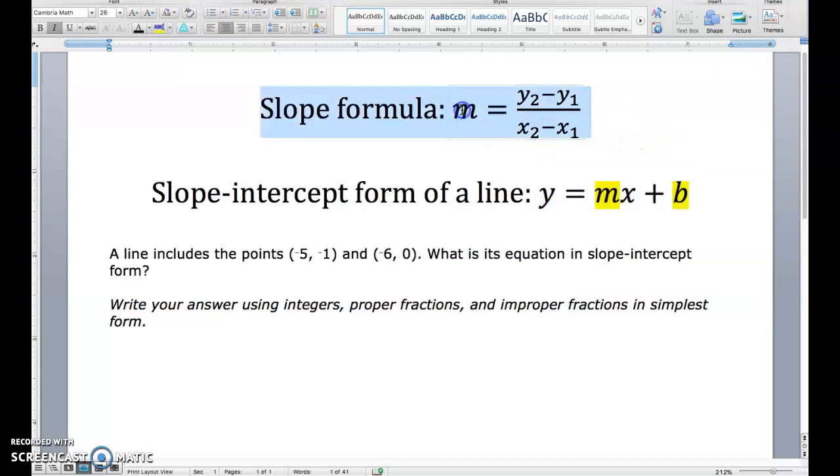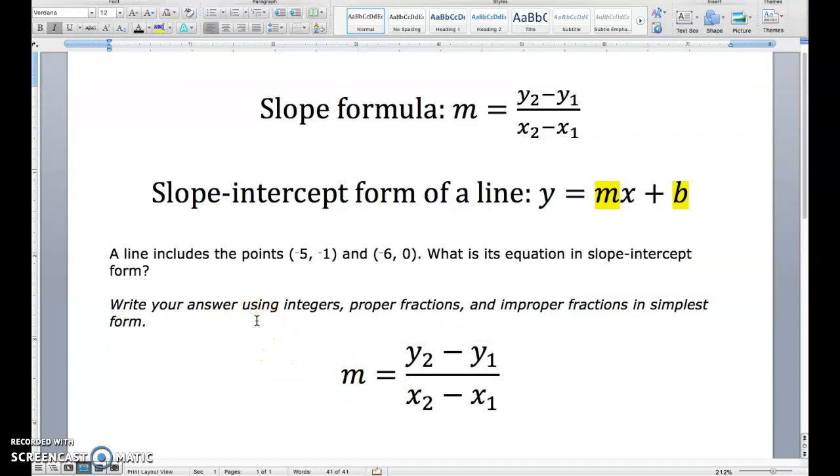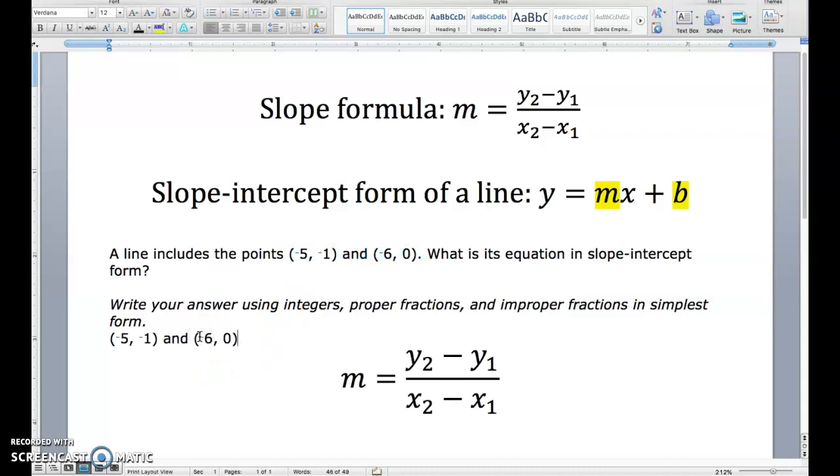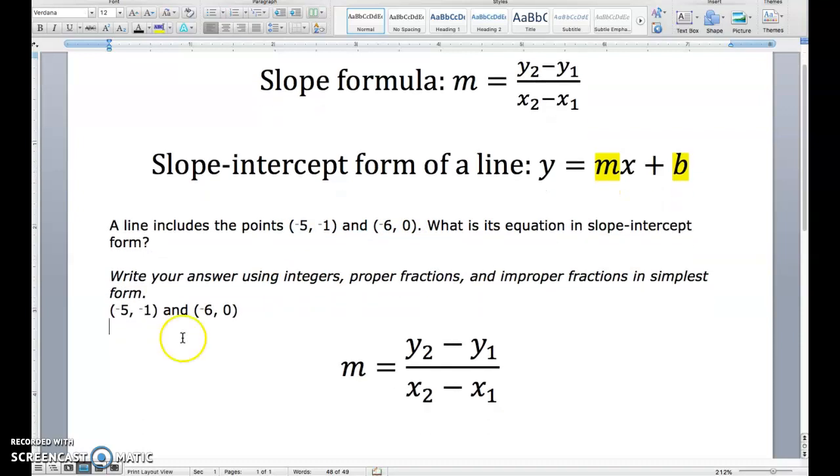To replace m, I use my slope formula, just like we did in yesterday's assignment. And just like in yesterday's assignment, we need to label our x's and our y's. This is -5. Can I make that any bigger? Okay. This is -5. This is -1. This is -6. And this is 0. That's what the problem gave me.